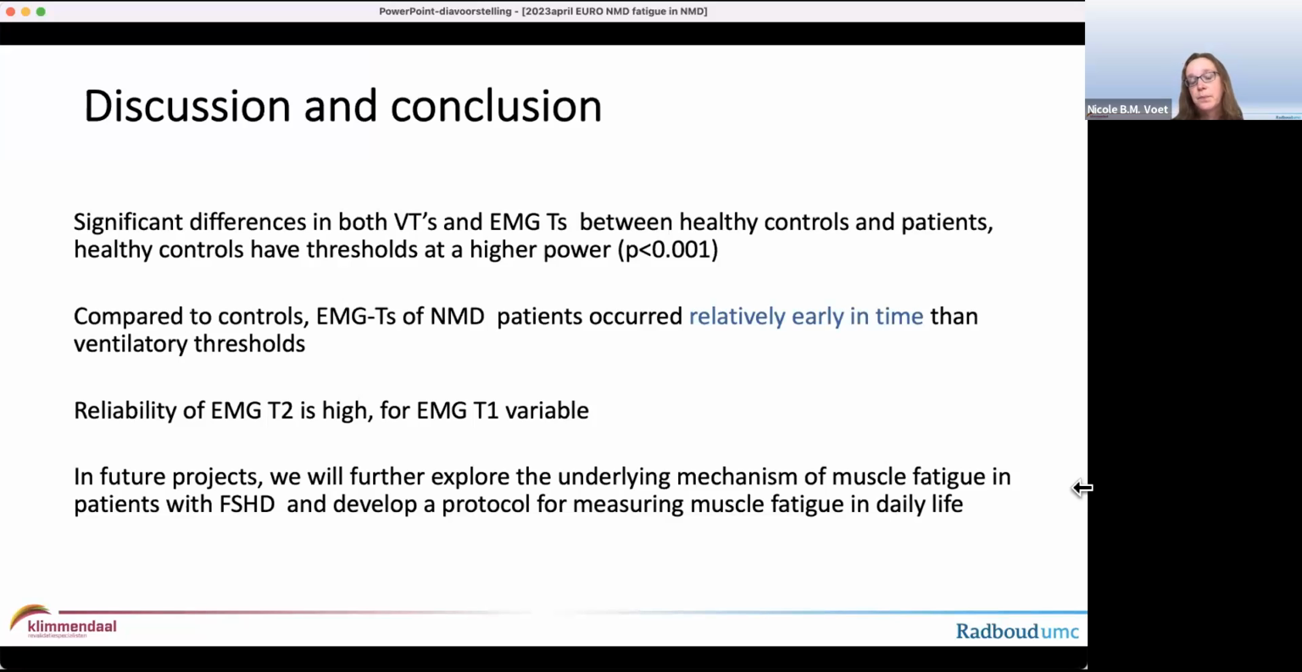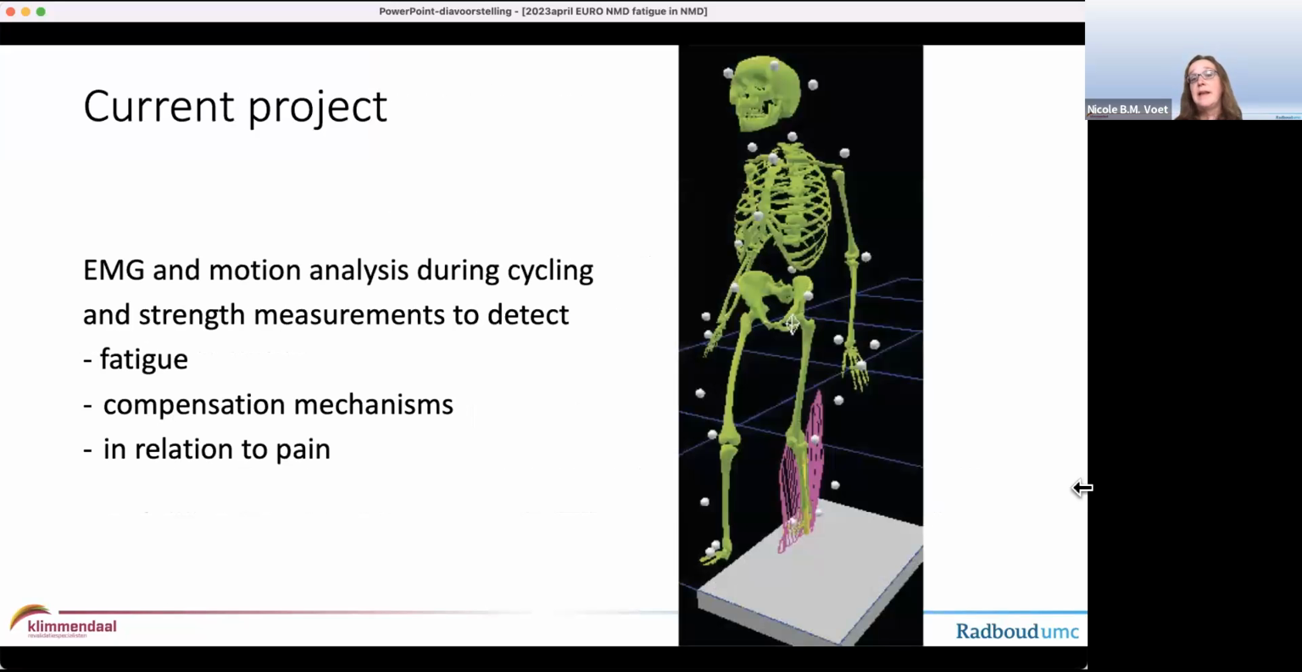Reliability was very high. And in future projects, we want to use these measurements to help people detect muscle fatigue in daily life, in FSHD, but also in other NMD patients. Currently, we are measuring pain symptoms during cycling measurements, but also strength measurements, EMG measurements again, and motion analysis. Then we take a look at coordination and also compensation mechanisms. We want to see if we can use EMG, but also motion analysis, to capture fatigue.